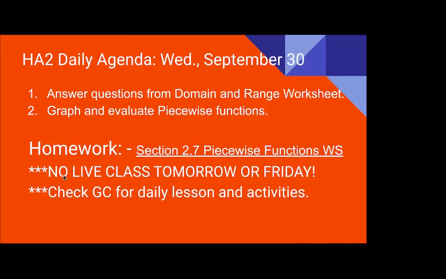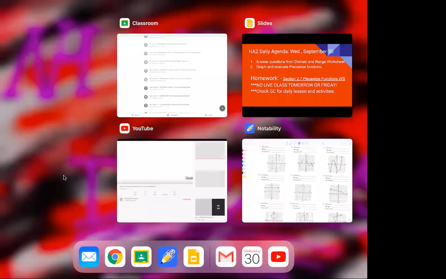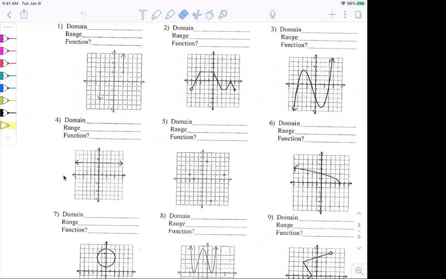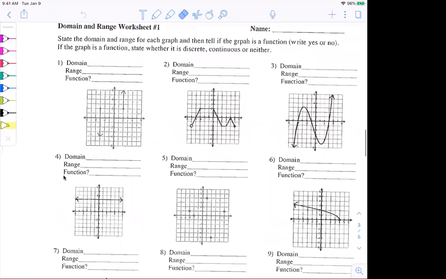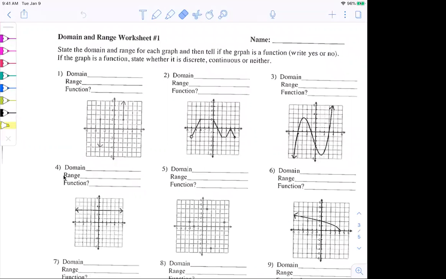So we're going to do a couple of questions from the domain and range worksheet. I just want to go over a few with you. And then we're going to look at piecewise functions, which really are the functions that are on this domain and range worksheet. So if you want to take out the domain and range worksheet, I'm going to just kind of work through a couple of problems.